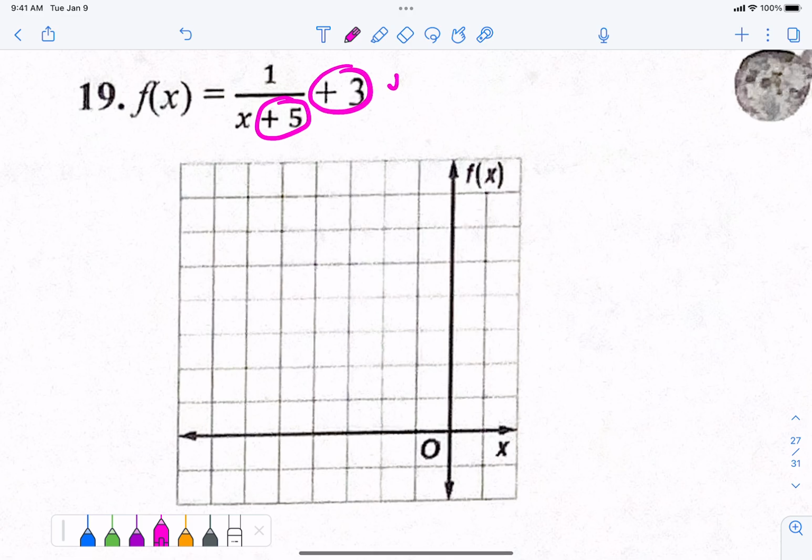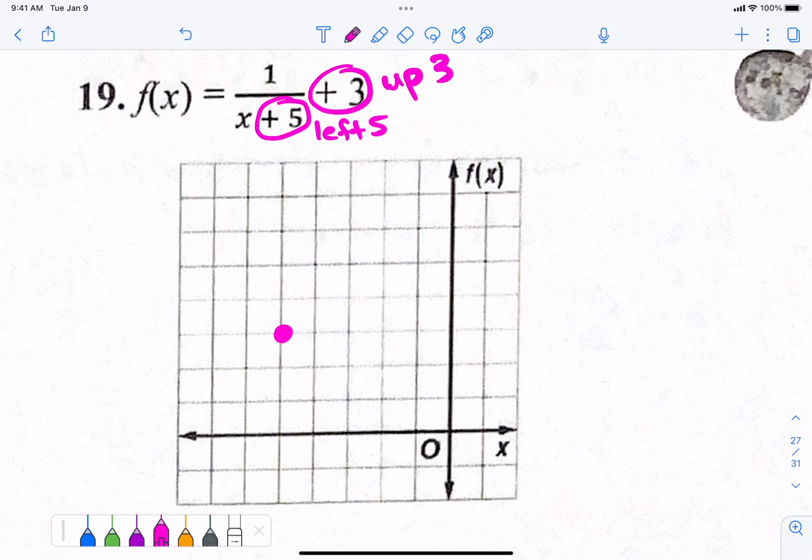Up. Up 3, okay? And left 5. And this is left 5, right? Because plus means minus, right? So up 3, left 5. All right, so normally we start at 0, 0, but we're going to go left 5, up 3, and I put my dot there. Now, what does that dot do?